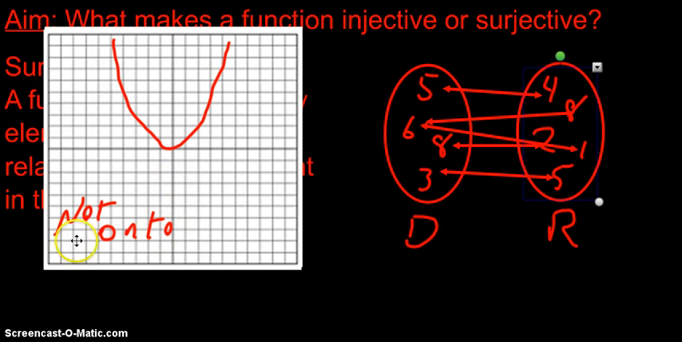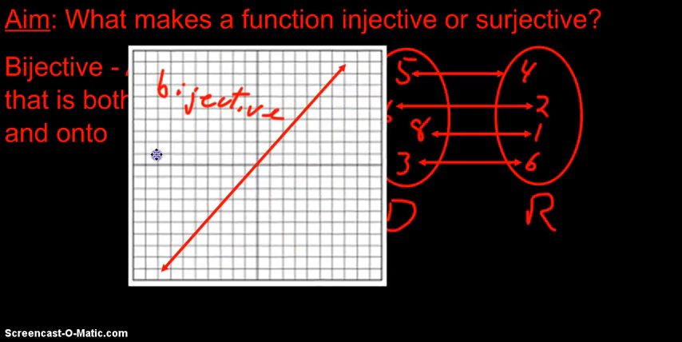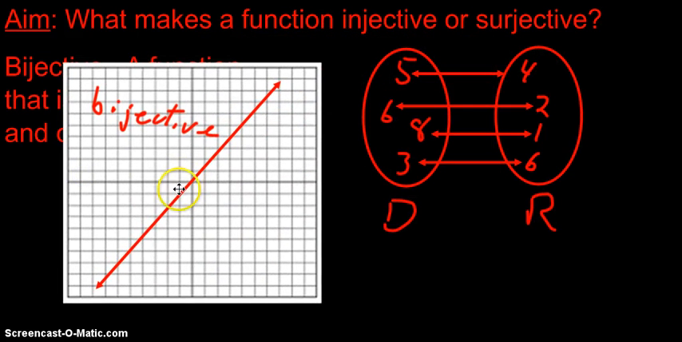Alright, so let's take a look at a bijection, or bijective function. Okay, so a bijective function is one-to-one and onto. So every x has a different y, and every y is covered. The best example of that would be a line. Okay, because a line, every x hits exactly one y, and every y has exactly one x.